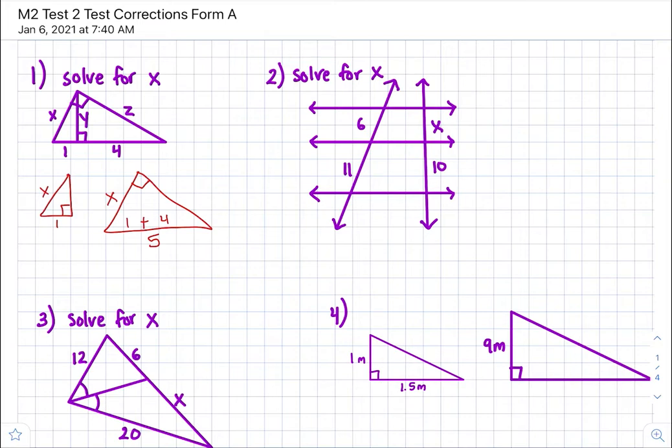Now you can set up a proportion, because this is the hypotenuse for that triangle, and this is the short leg, or short side. This is the short leg of that triangle, and this is the hypotenuse of that triangle. So you guys can set up a proportion. I'll just do x over 1, hypotenuse over short leg, and it better be hypotenuse over short leg over here.